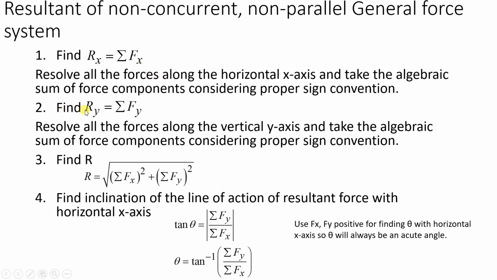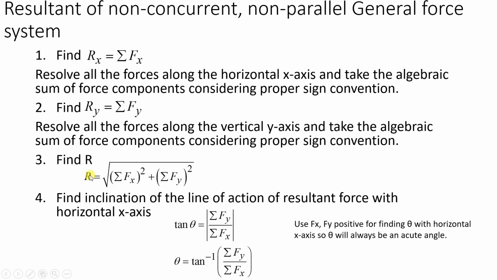Second, Ry equal to summation Fy. So we have to resolve all the forces along vertical y-axis and take algebraic sum of force components considering proper sign convention. So upward force will be positive and downward force will be negative.